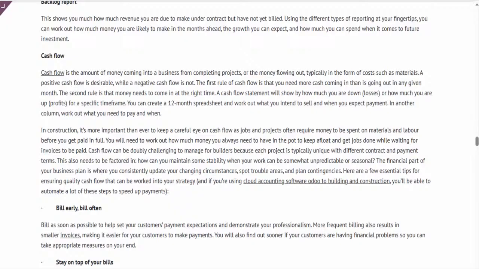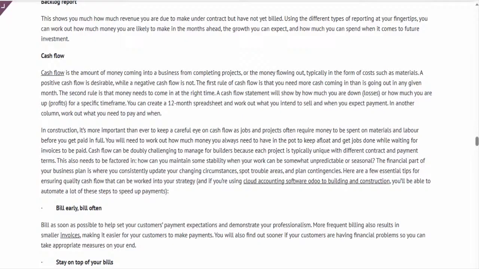Stay on top of your bills. Pay your bills weekly to take advantage of early pay discounts and keep your vendors and subcontractors happy with prompt payments. This also sets you up to receive the best service from materials suppliers and subcontractors who want to do business with you.